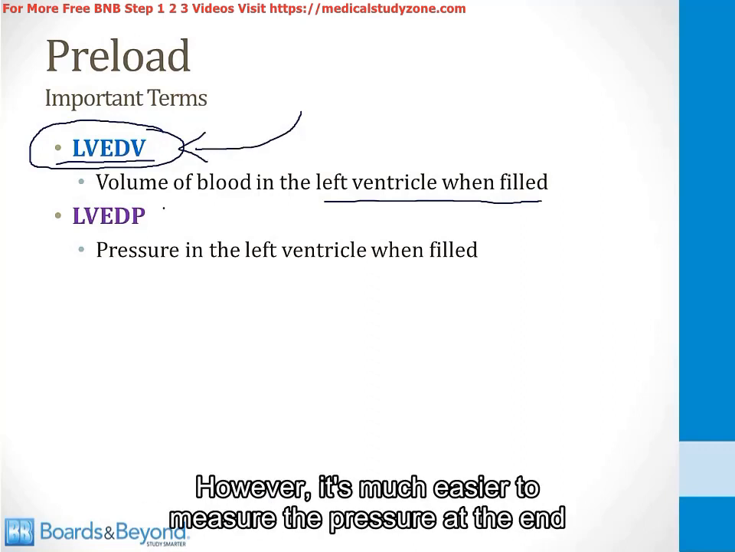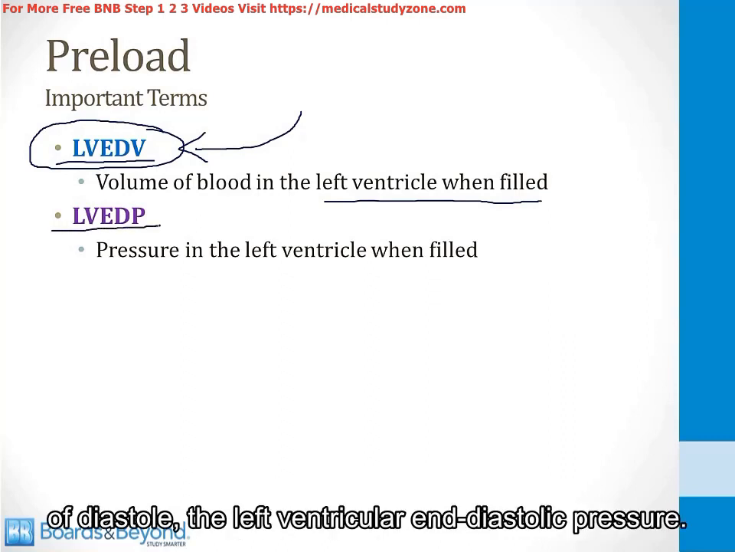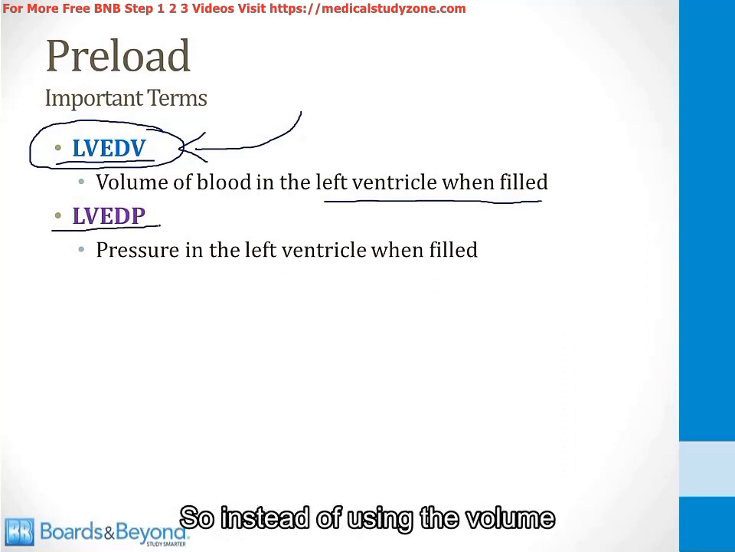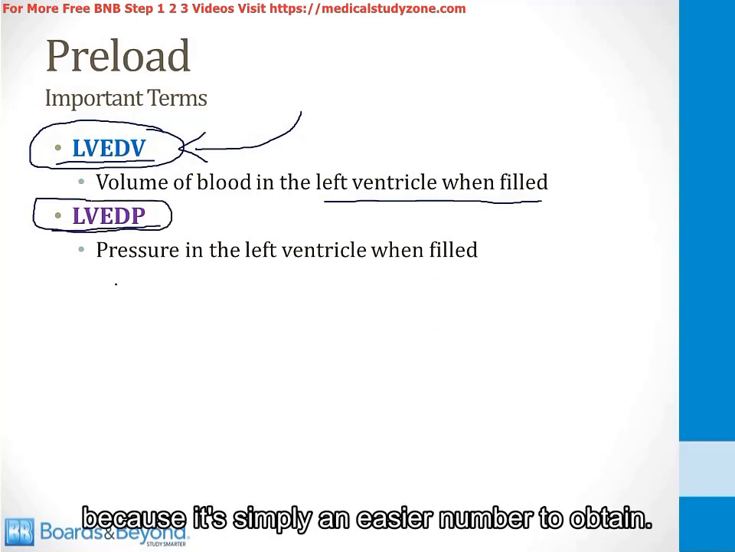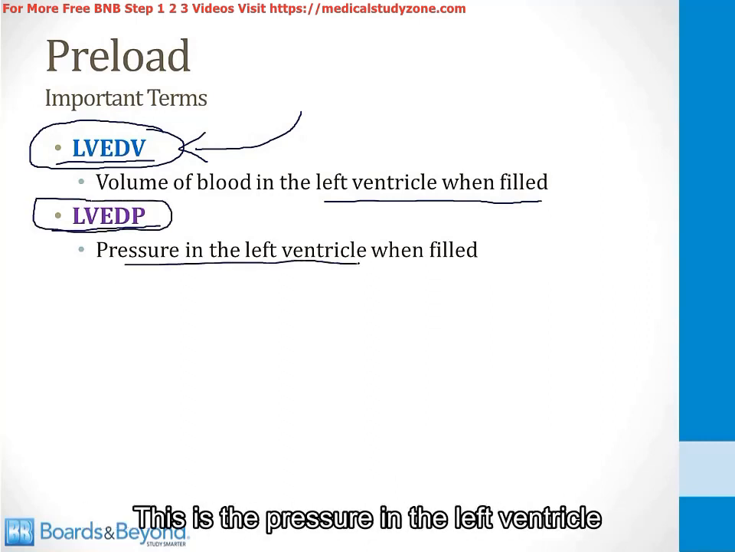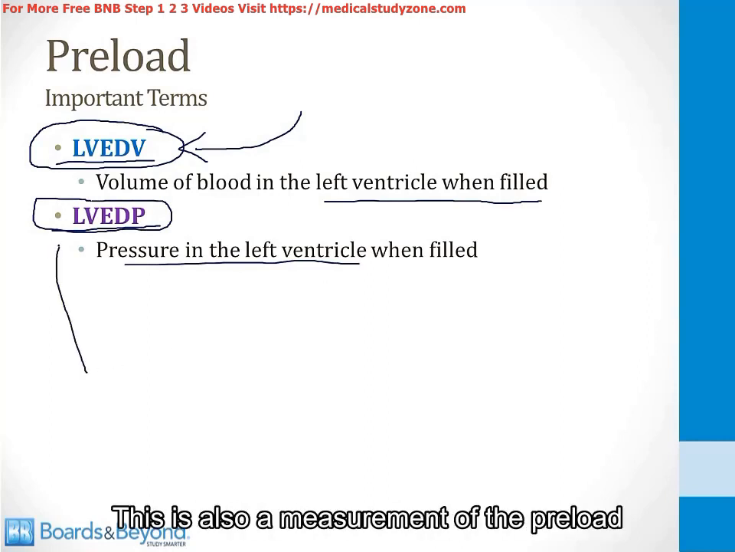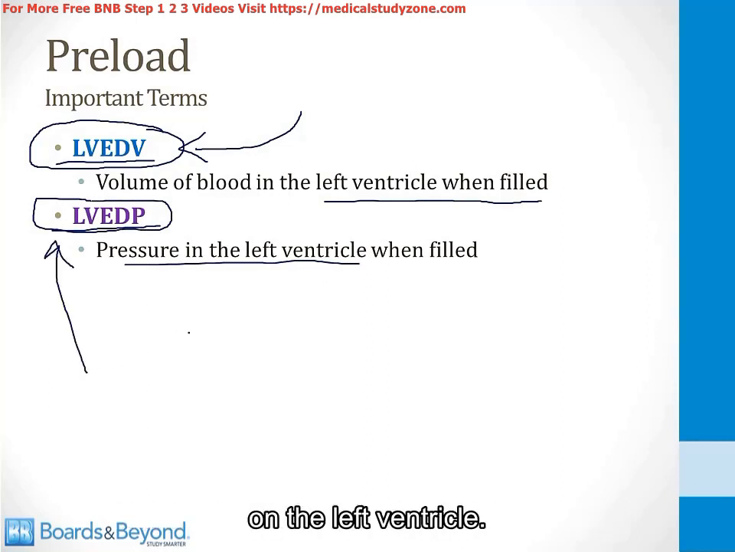Now in clinical practice, it's very hard to measure the LVEDV. However, it's much easier to measure the pressure at the end of diastole, the left ventricular end diastolic pressure. So instead of using the volume, we often use the pressure clinically because it's simply an easier number to obtain. This is the pressure in the left ventricle when filling is completed. This is also a measurement of the preload on the left ventricle.